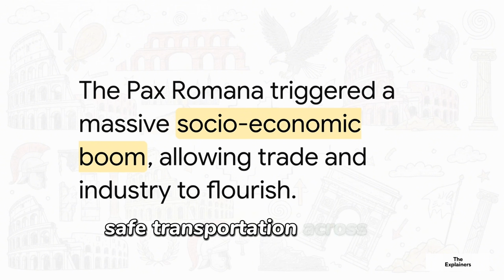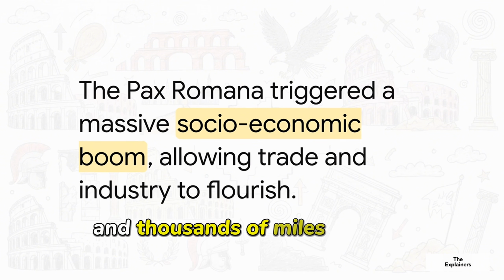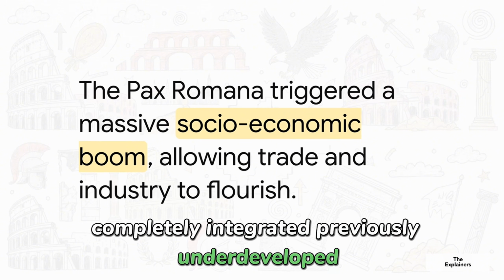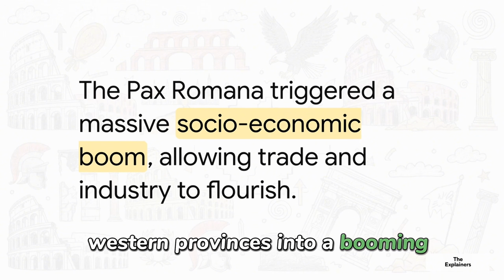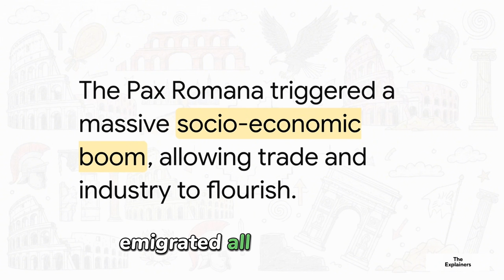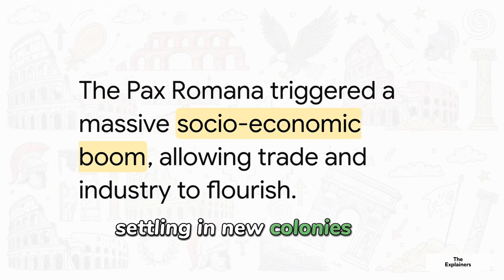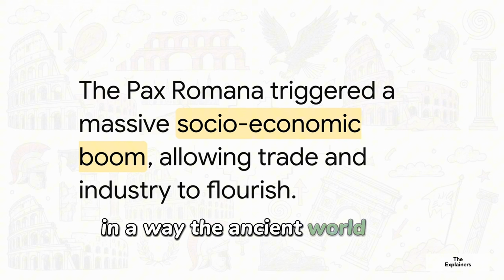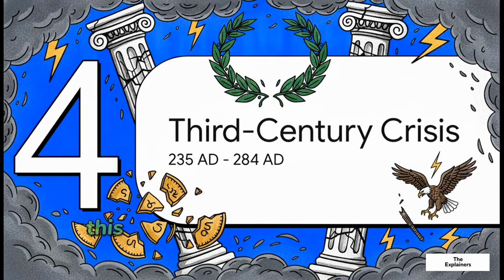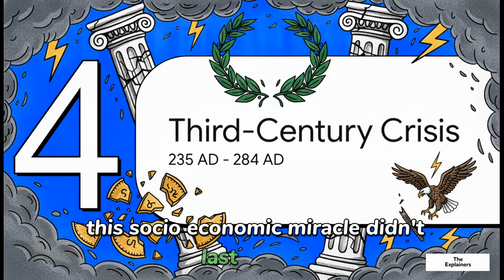Safe transportation across the Mediterranean and thousands of miles of newly built roads completely integrated previously underdeveloped Western provinces into a booming, globalized market. Roman citizens and artisans emigrated all over the place, settling in new colonies and expanding trade in a way the ancient world had quite literally never seen before. It was a golden age. But, as you might guess, this socioeconomic miracle didn't last forever.